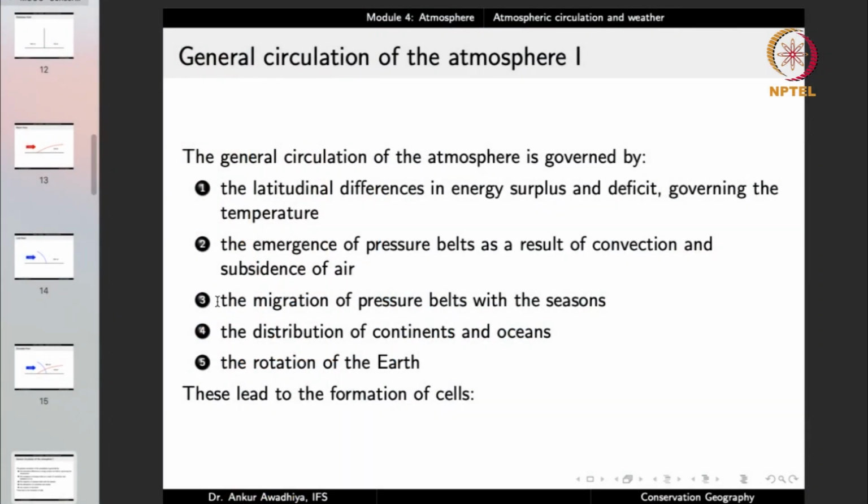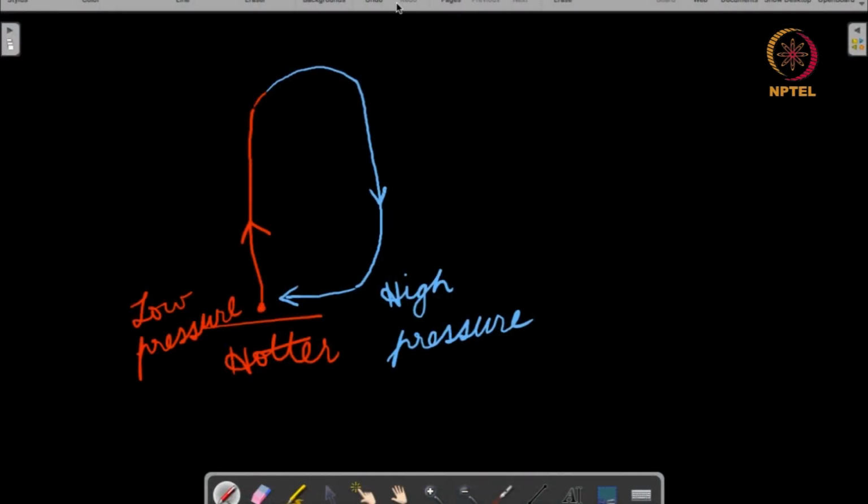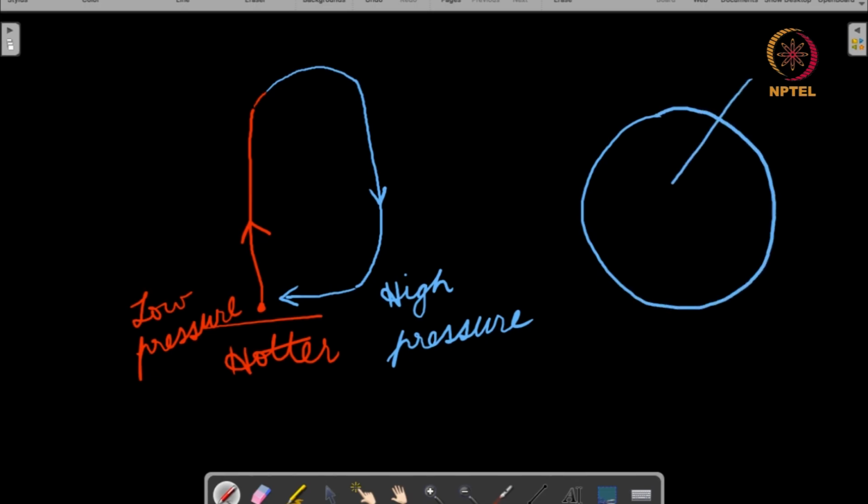Now, these pressure belts that get created, they migrate with the seasons. Why? Because the earth is tilted. So essentially what that means is that we have summer seasons when the sun is moving either towards the North Pole or towards the South Pole. So the sun is not always shining here at the equator.